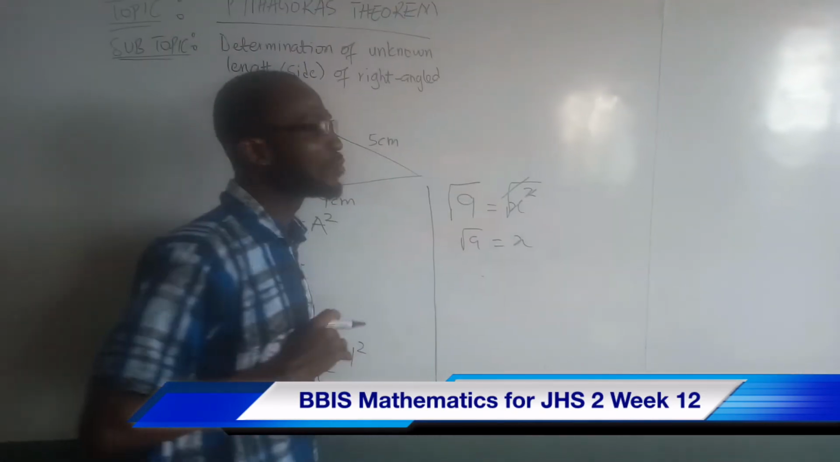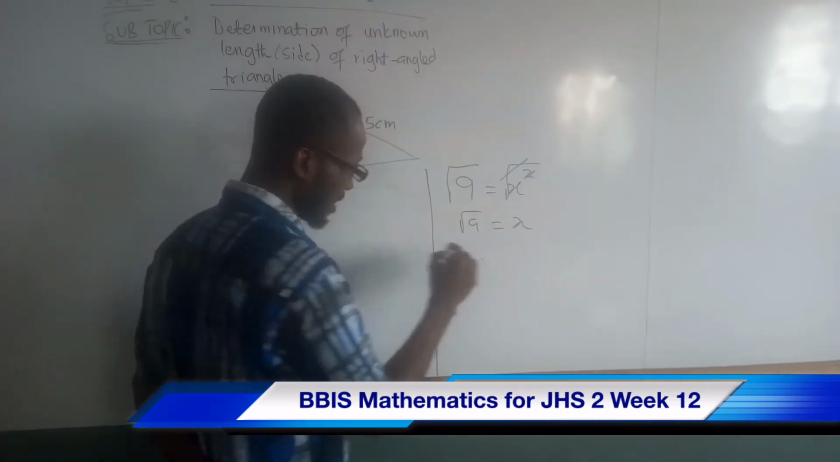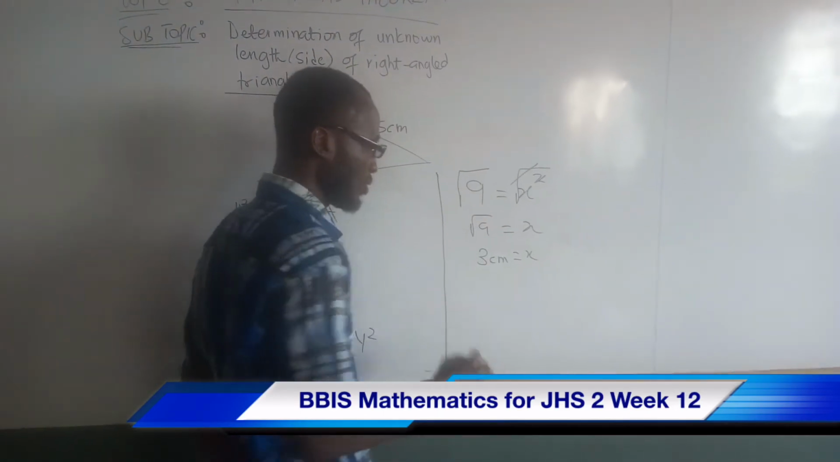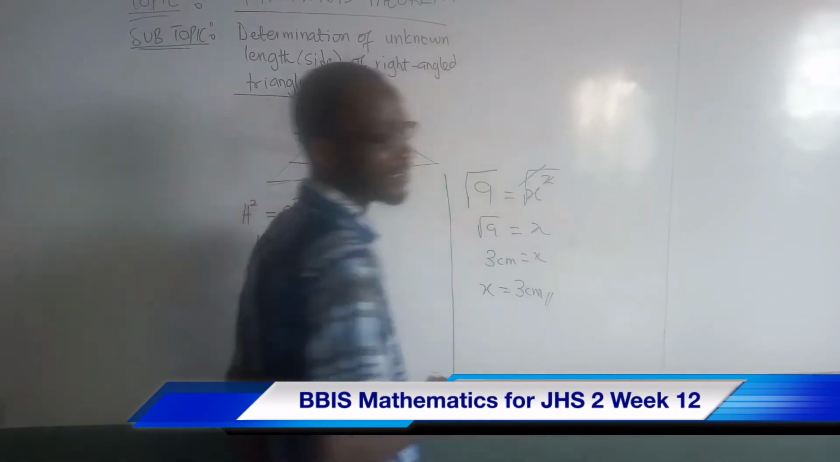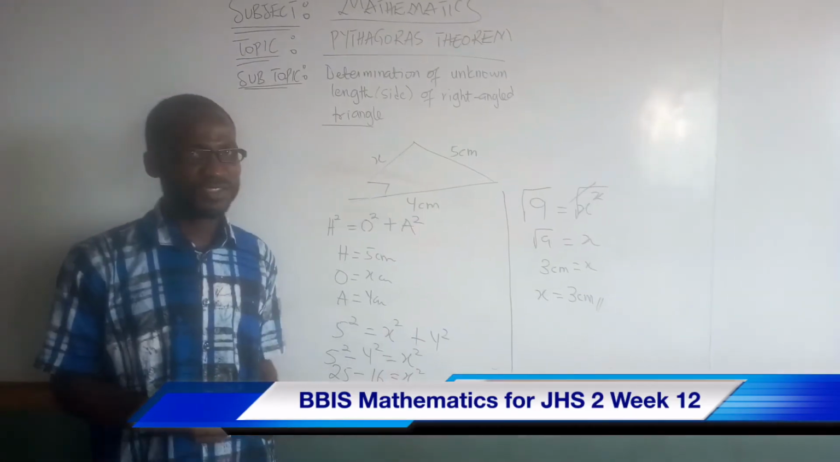But the square root of 9 is a perfect square. So what number gives you that? It's obviously 3. So it means 3 centimeters is equal to the x we are looking for. Or you can rewrite that as x is equal to 3 centimeters. I hope that was very smooth.